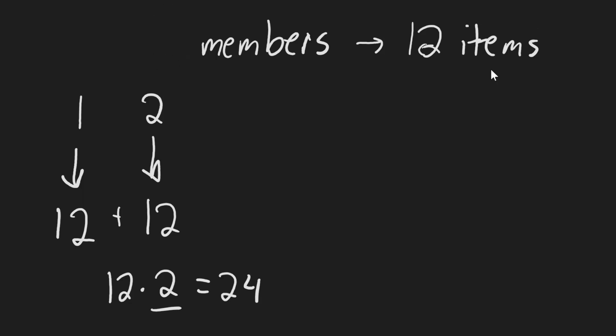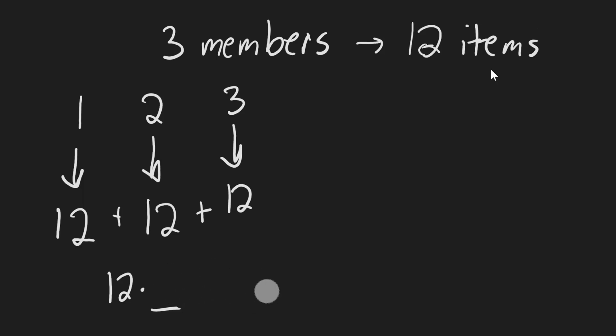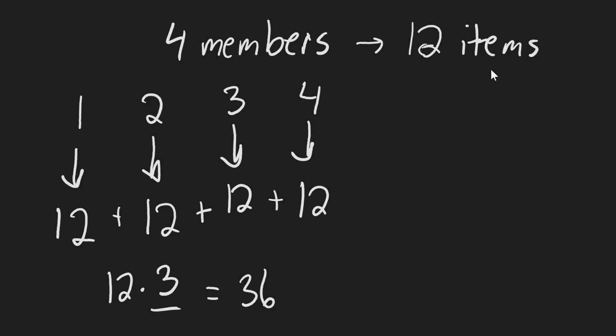How about if 3 members bring 12 items to this auction? Well, there'd be a third member bringing 12 items. That would be 12 plus 12 plus 12. Or in other words, 12 adding to itself 3 times, or 12 times 3, which is 36. Or let's just keep going here one more time. If 4 members, let's say this is 4 members bringing 12 items, then that would be 12 plus 12 plus 12 plus 12.